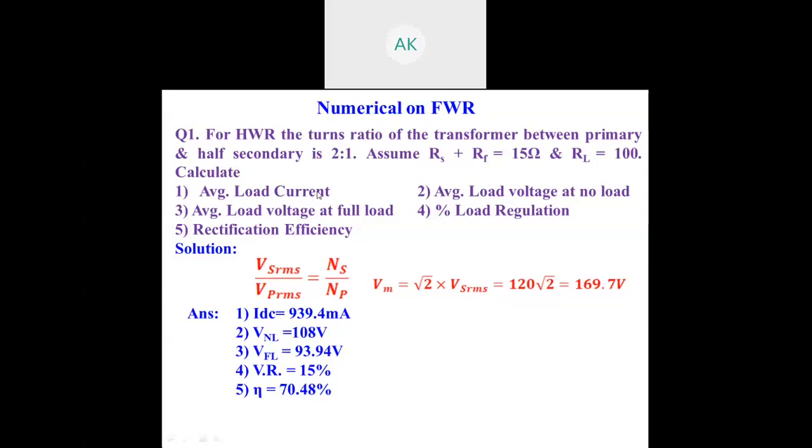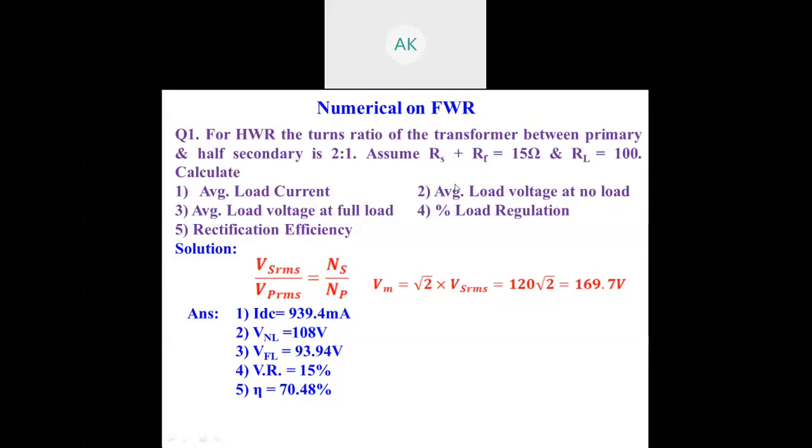Now we want to find the average load current first. What is the average load current for a full wave rectifier? Guys, it's a full wave rectifier, not a half wave. What is the average load current? IDC is equal to IM divided by pi. Now, can you find the IM? IM is VM divided by the resistance offered by the load and the internal resistance. So if you simply plug in these values, you will have the IDC.